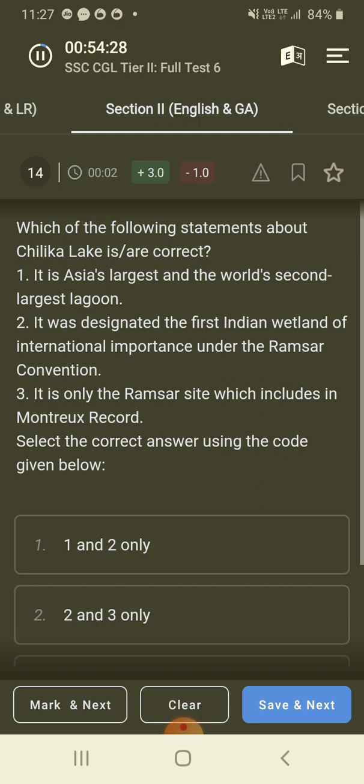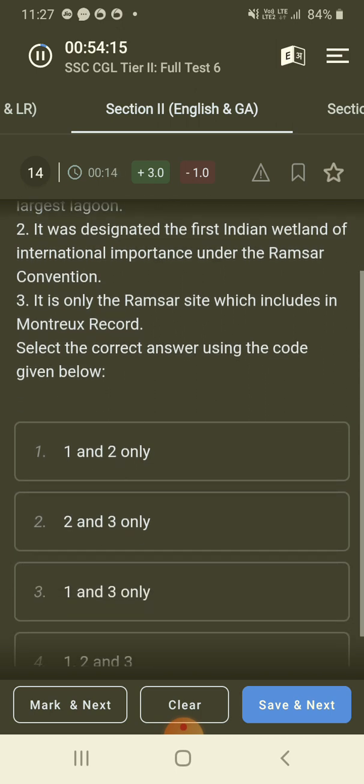Which of the following statements about Chilka Lake is correct? It is Asia's largest and world's second largest lagoon. It was designated the first Indian wetland of international importance under the Ramsar Convention, which included the Montreux record.